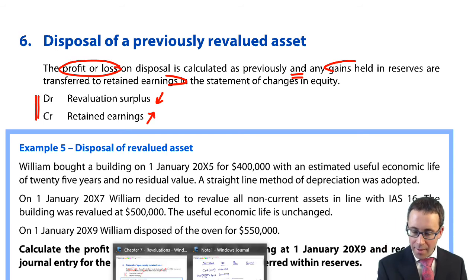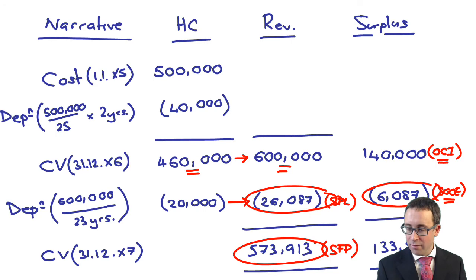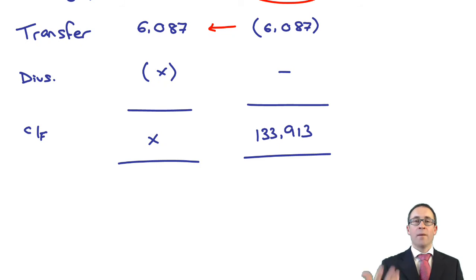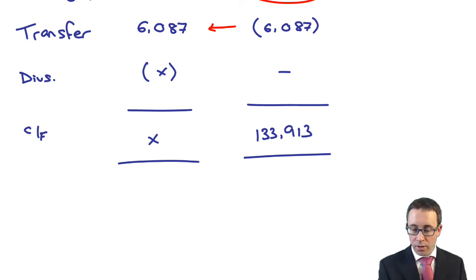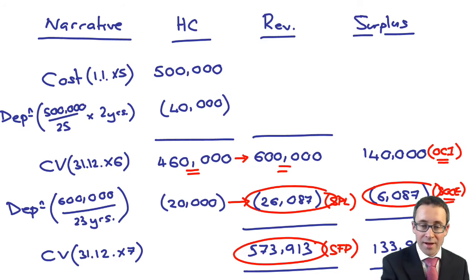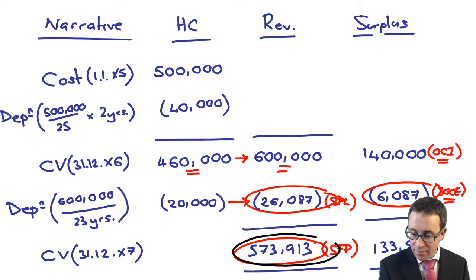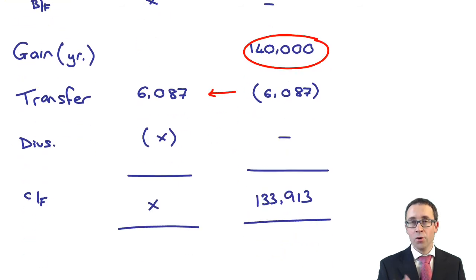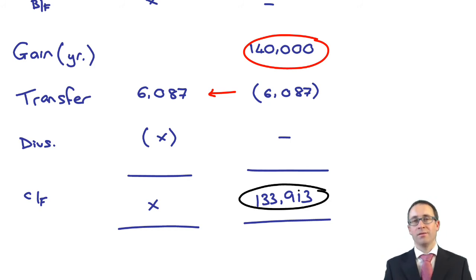So if we think about that last example, imagine on the first day of the next accounting year that we sold the asset. You would get a profit or loss on disposal, and that would have been based upon the carrying value of 57,913. Then you would have a big reserve transfer. You would remove whatever is still held within your revaluation surplus, which was 133,913, and transfer it all into retained earnings.